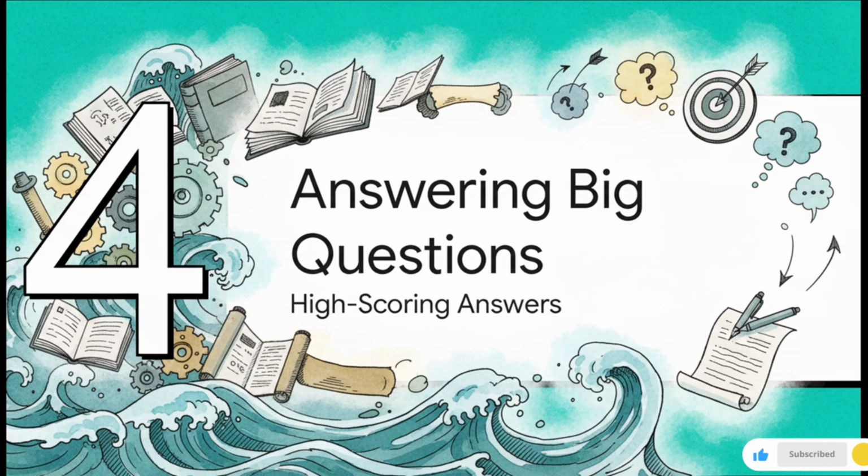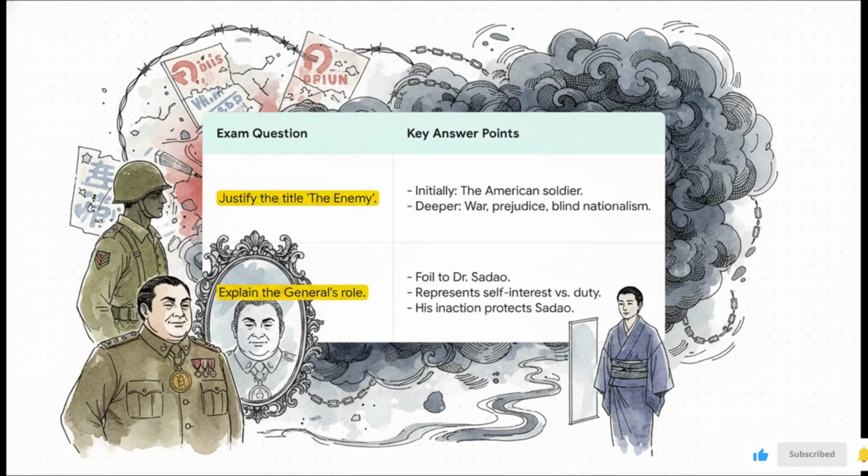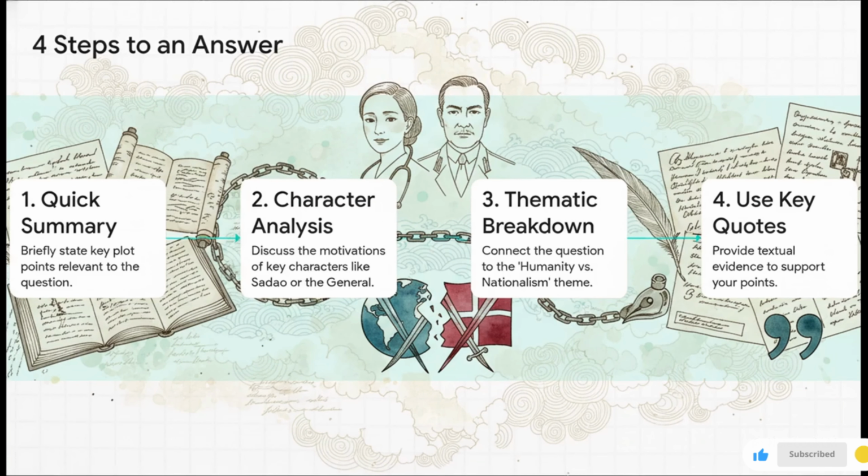Okay, so you've got the conflict, you understand the characters, and you've got the theme. Now for the really practical part. How do you take all this knowledge and turn it into an answer that's going to get you top marks? Let's look at two classic questions you could get. First, justifying the title "The Enemy." The easy answer is the American soldier, but the great answer goes deeper. It argues that the real enemies are things like war, prejudice, and nationalism. For the general's role, you've got to frame him as that contrast to Sadao, showing how self-interest can hide behind a mask of patriotism.